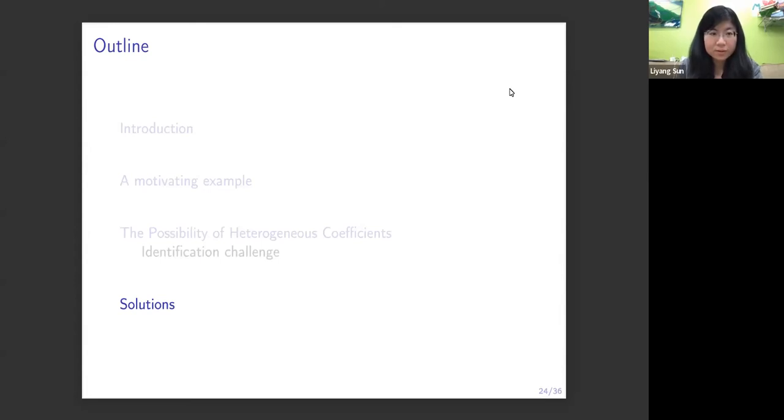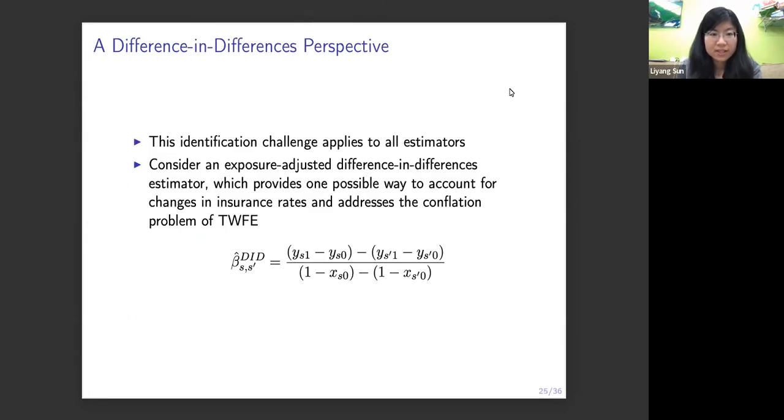In the previous video, we discussed the identification challenge that happens when there is no restriction on coefficient heterogeneity and when there is no state that's totally unaffected by Medicare. We can turn to a difference in difference style estimator that has been proposed to amend the two-way fixed effects estimator and see that this identification challenge will still apply.